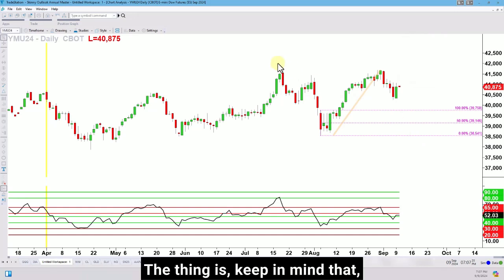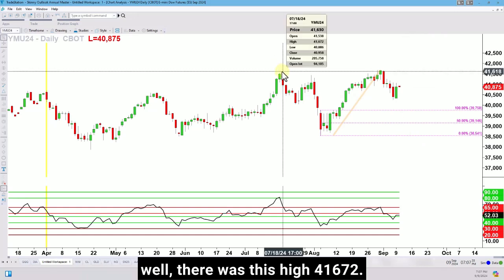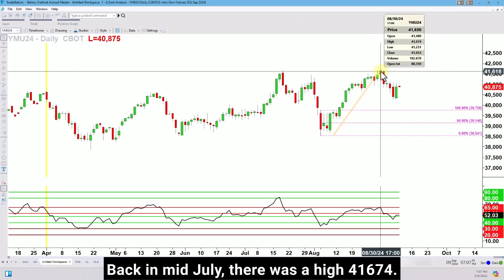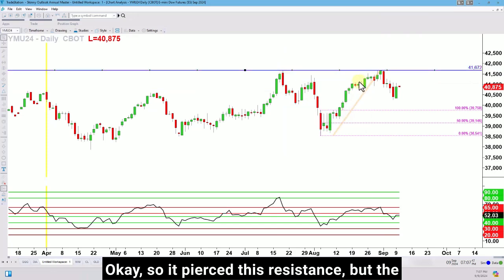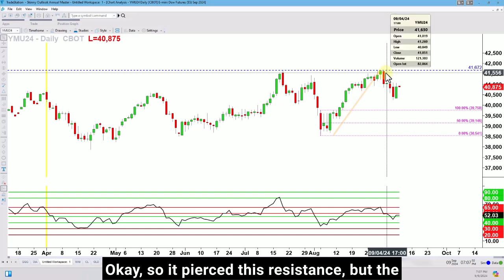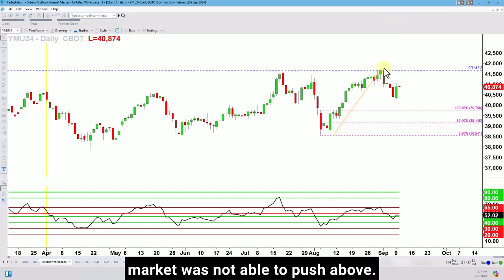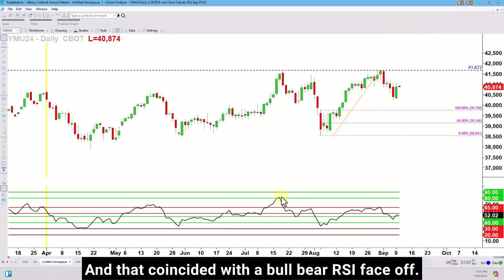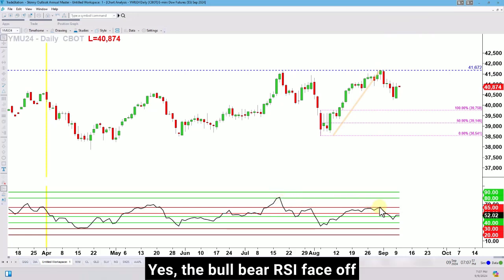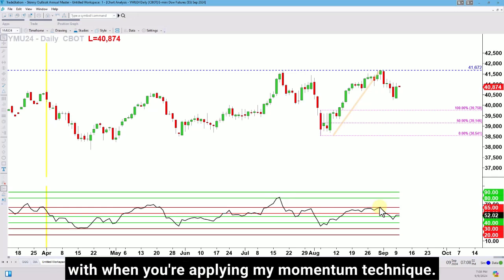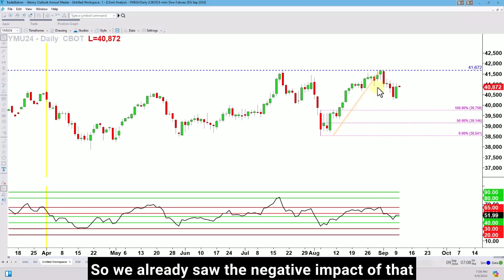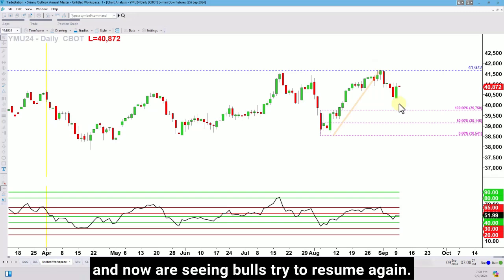The thing is, keep in mind that there was this high, 41672, back in mid-July. There was a high at 41674, okay? So it pierced this resistance, but the market was not able to push above, and that coincided with a bull bear RSI face-off. Yes, the bull bear RSI face-off is probably the best signal to start with when you're applying my momentum technique. So we already saw the negative impact of that, and now are seeing bulls trying to resume again.